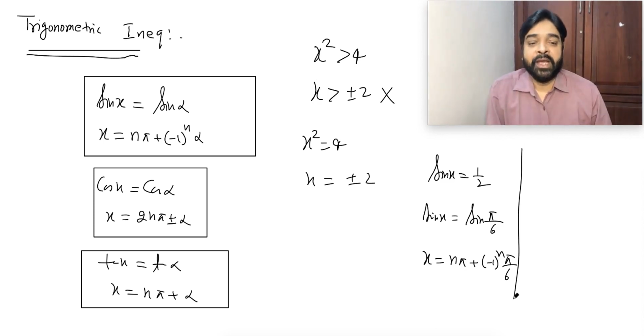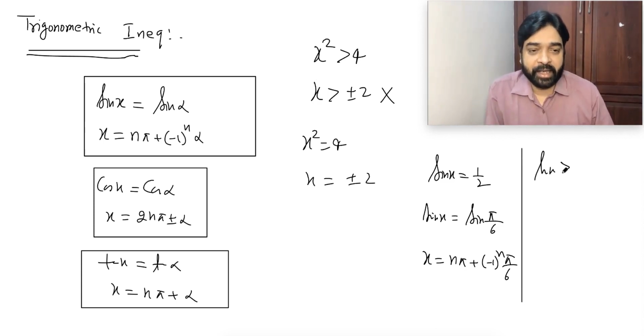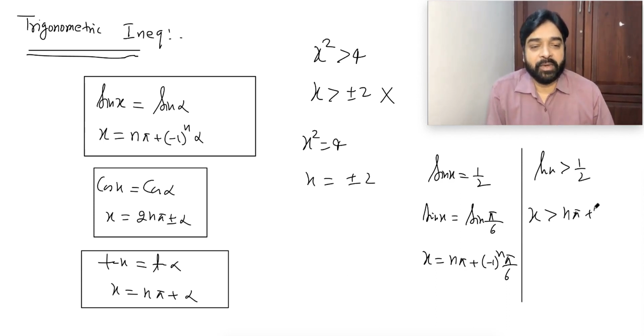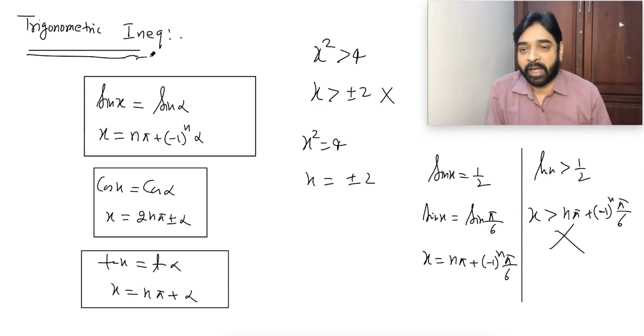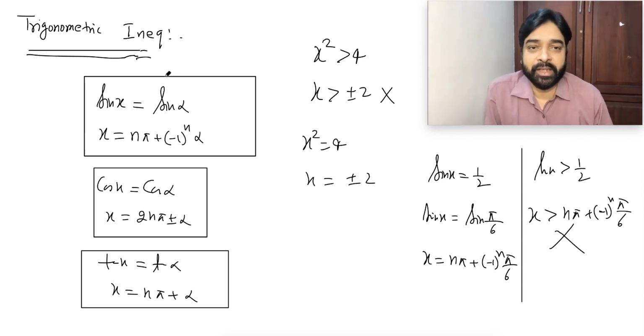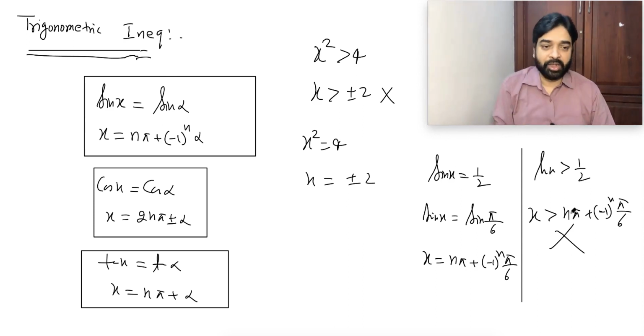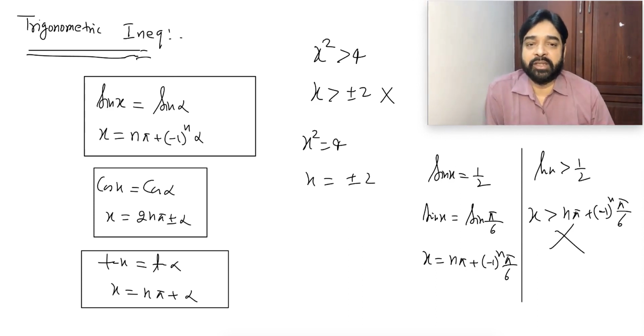The same way, suppose I say sin x greater than half, you cannot write x greater than n pi plus minus 1 raised power n pi by 6. This is totally wrong, because this is valid only for equations, and we are talking about inequation, or you can say inequality. So there is a need to understand how to do this. That is why I am teaching you this topic. Did you understand the use of this topic? Because this kind of situation is coming, how to solve trigonometric inequality is the most important thing we have to understand.